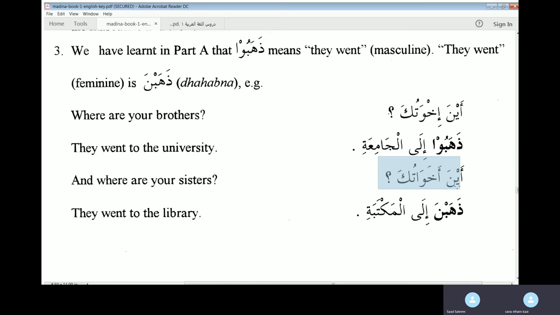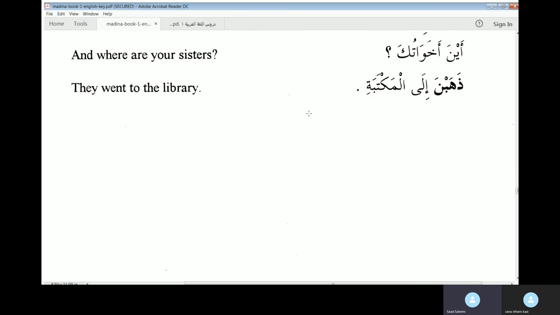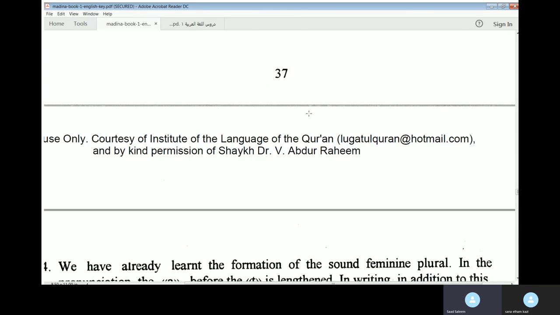They went to the library. Zahabna ilal maktabati. Note that there is a very little difference between ikhwatuka and akhawatuka. You must memorize this difference, okay? But the meanings are very different.